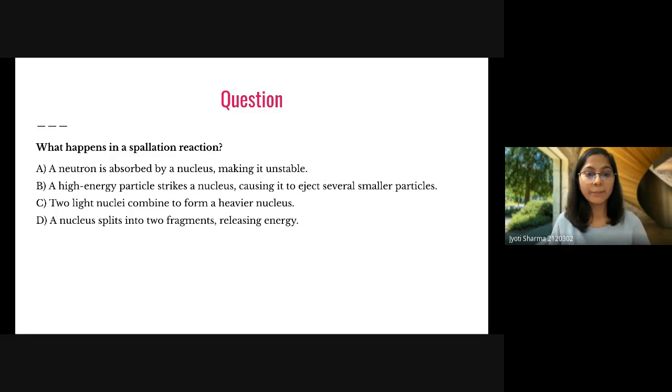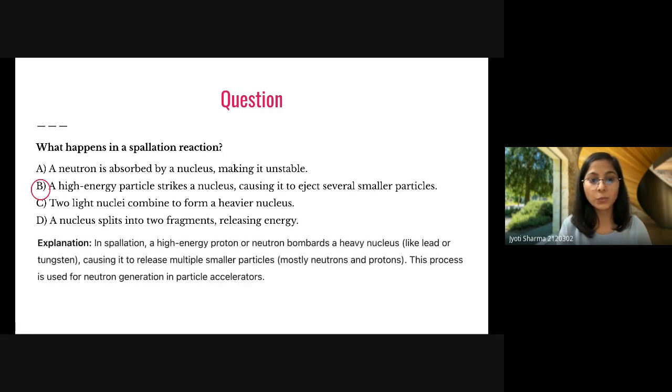Yes. What will happen if a high energy particle strikes a nucleus? A lot of particles will be released. That's how this is known as a spallation reaction, so the answer is B only. Here, a neutron or proton will bombard a heavy nucleus, for example lead or tungsten, and cause it to release multiple smaller particles, mostly neutrons and protons. This process is used for neutron generation in particle accelerators. So that's why B is the right one.